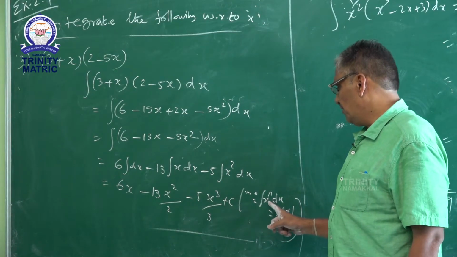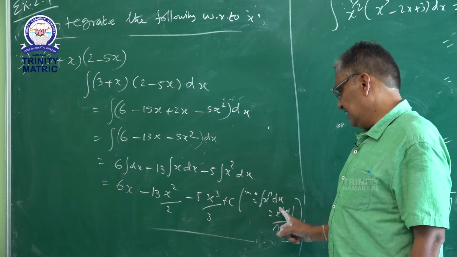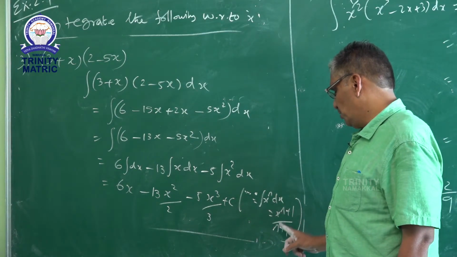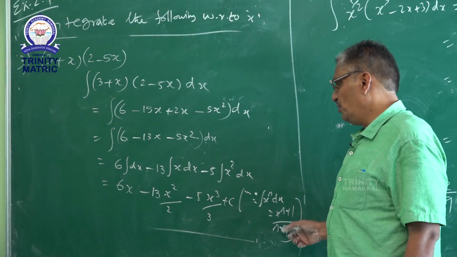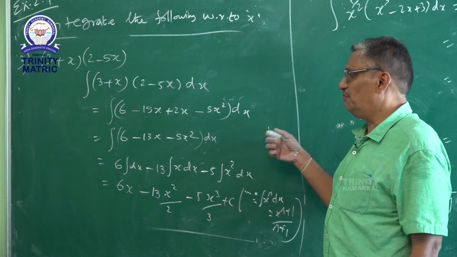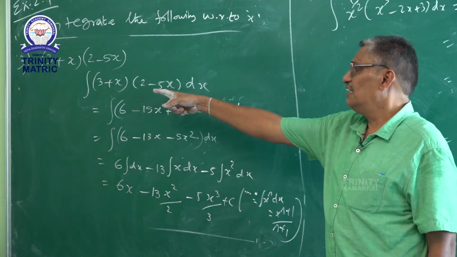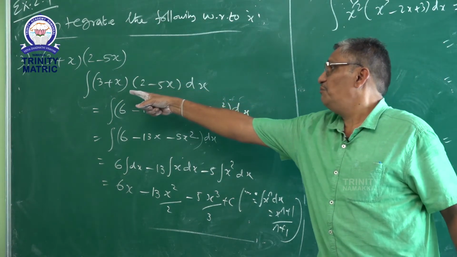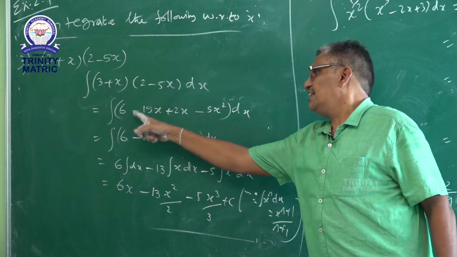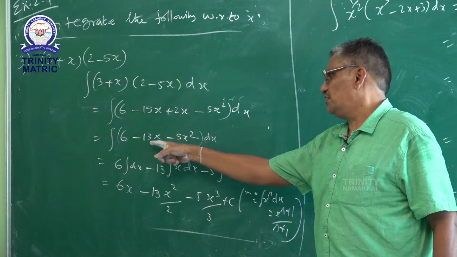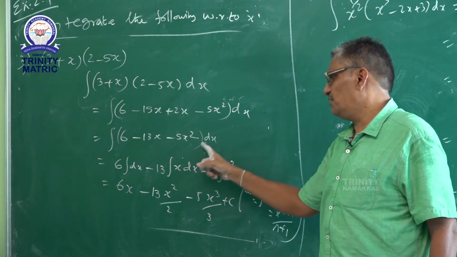You should know the formula. What is the formula? X power n dx is equal to x power n plus 1 by n plus 1. If you know this formula, then you can do this sum very easily. What I did here: I simplified, made it a product, and then individually simplified the like terms, and after that I integrated individually.